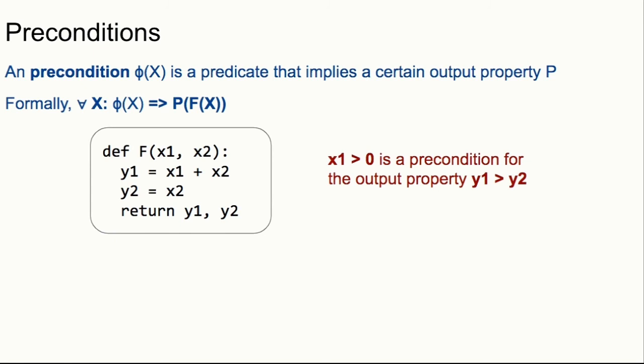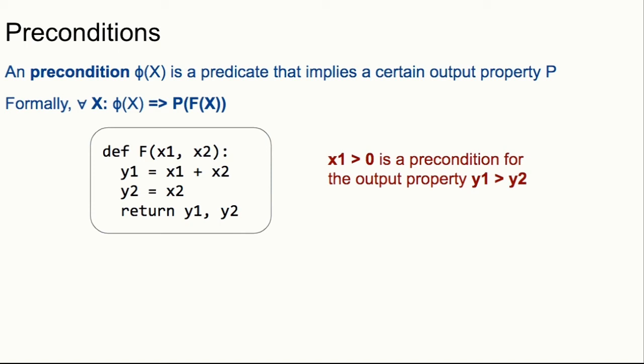So what's a precondition? A precondition is a predicate in the input space that implies a certain output property. It's very common in program analysis. If you have this program over here, it simply returns x1 plus x2, x2. Then you say that the first output is bigger than the second output if x2 is greater than 0. Did I mess this up? No, x1 is greater than 0. Right? So that's a precondition for that output property. In general, phi is a precondition for p if for all x, phi of x implies p of f of x.